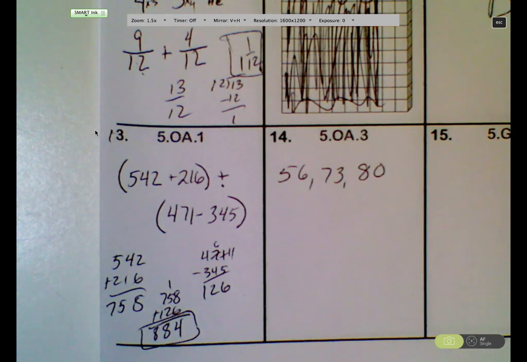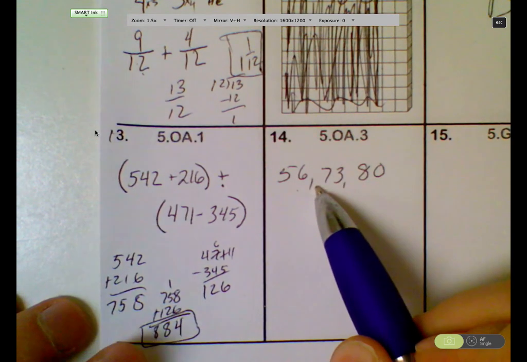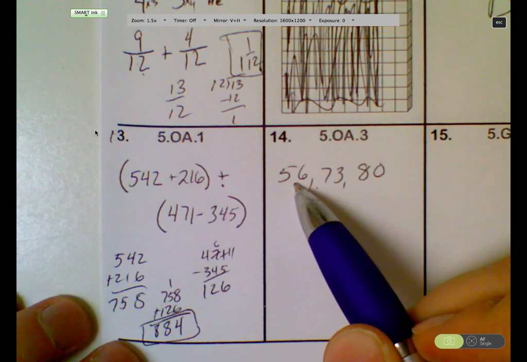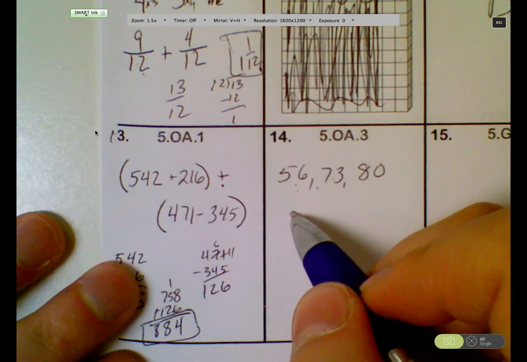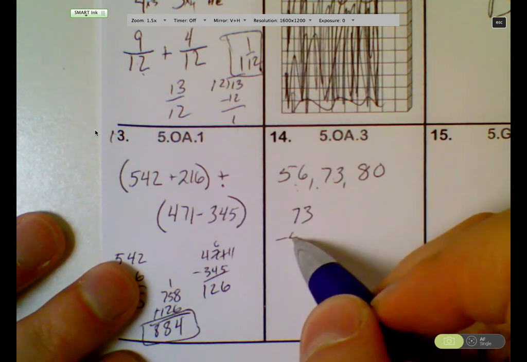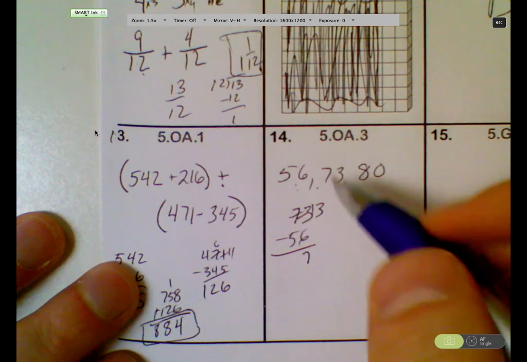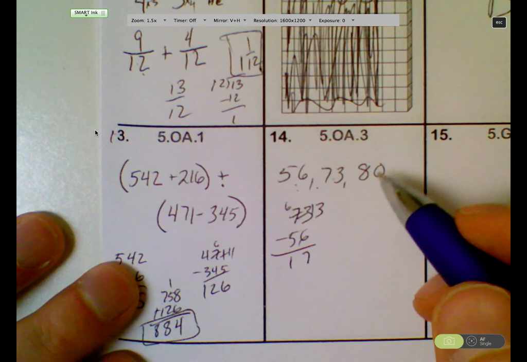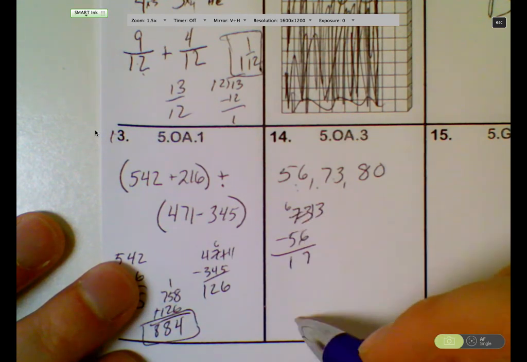14, state the rule, then write the next 2 terms. This is increasing, therefore it's either some kind of multiplication or addition. There's nothing I can multiply 56 by to get 73, therefore it's got to be some type of addition. To figure out what that is, I'm going to take 73 and subtract 56 from it. 13 minus 6 is 7. 6 minus 5 is 1, that's 17.